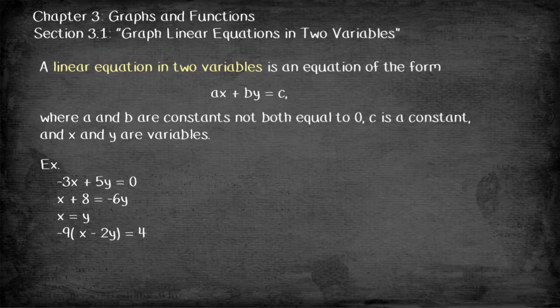Now, not all of these guys look the same, but they're all linear equations in two variables. Out of all of them, this guy here looks the most similar to this ax plus by equals c. So we call that the standard form of linear equation in two variables. But we could write the remaining three in that form if we wanted to.